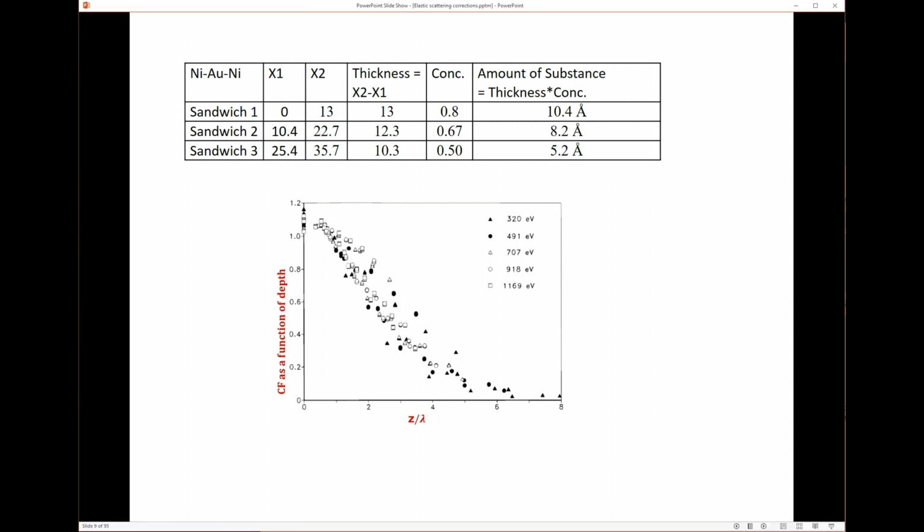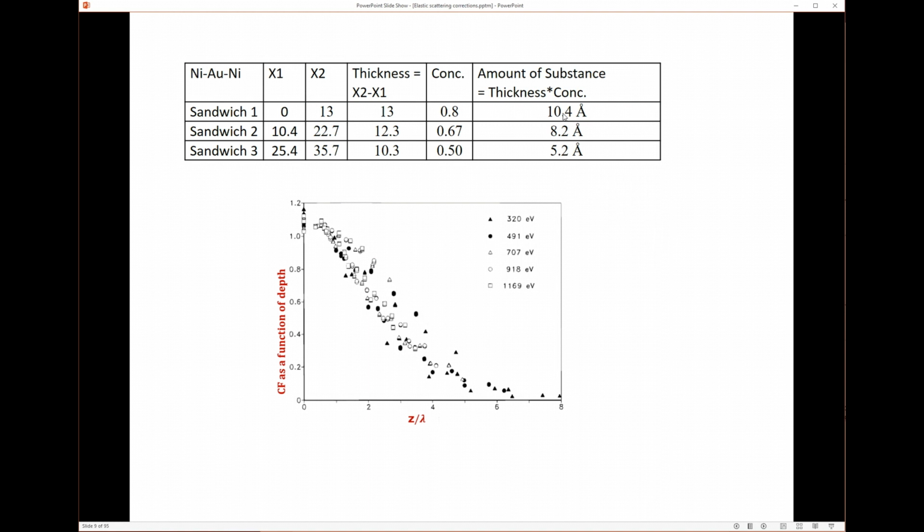So if we multiply the thickness by the concentration, we get what we call the amount of substance of gold atoms we have in total in these samples. They turn out to be 10.4, 8.2, and 5.2 angstroms. We would expect that to be a constant actually, because it's the same gold atoms we're looking at. So no gold atoms are going to disappear from the sample as we deposit nickel on top. That's very unlikely.